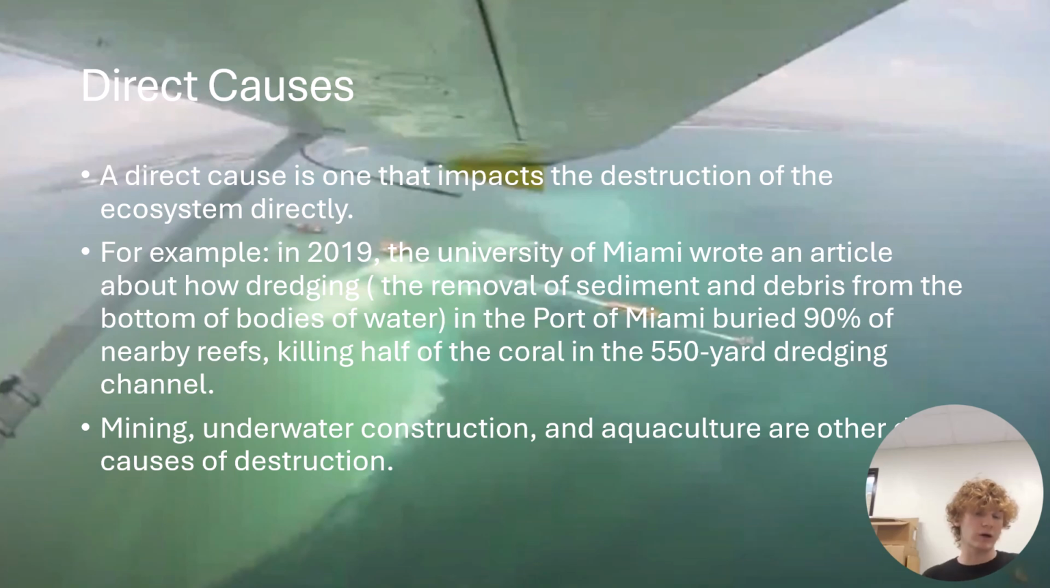Direct causes are usually physical, like you're actually destroying the coral right then and there. So mining, underwater construction, and aquaculture are all direct causes.